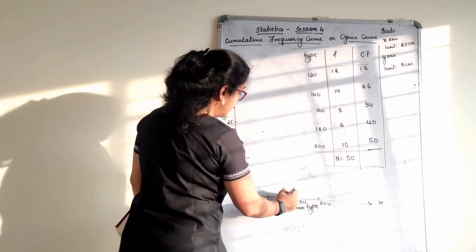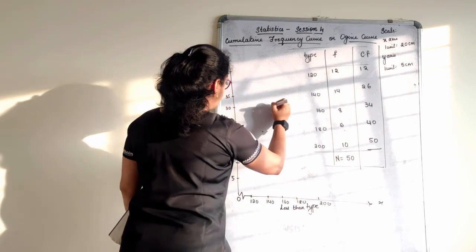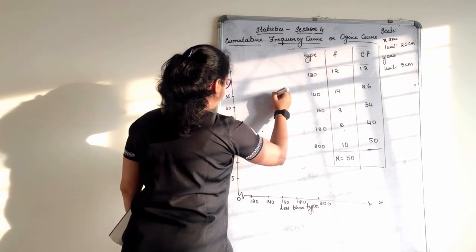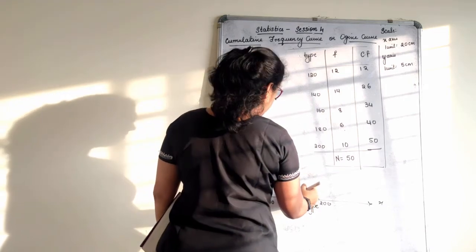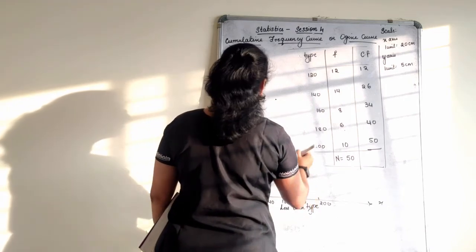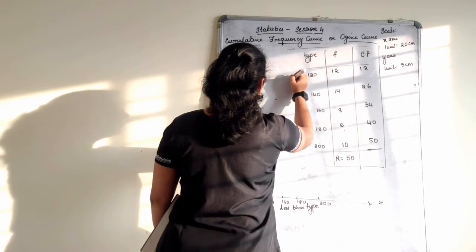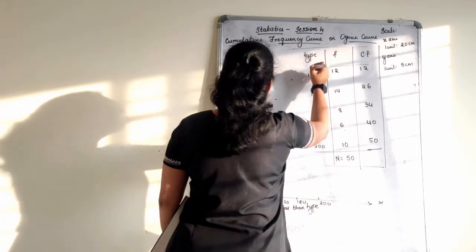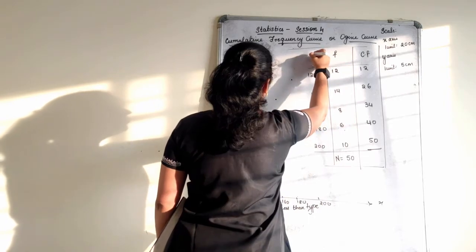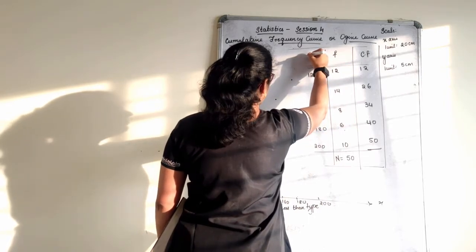For 160 it is 34. So 30, 35, 34. For 180 it is 40. That's an accurate thing. What exactly we can mark. And for 200 it is 50. I'll erase this now. So 200 it is 50.